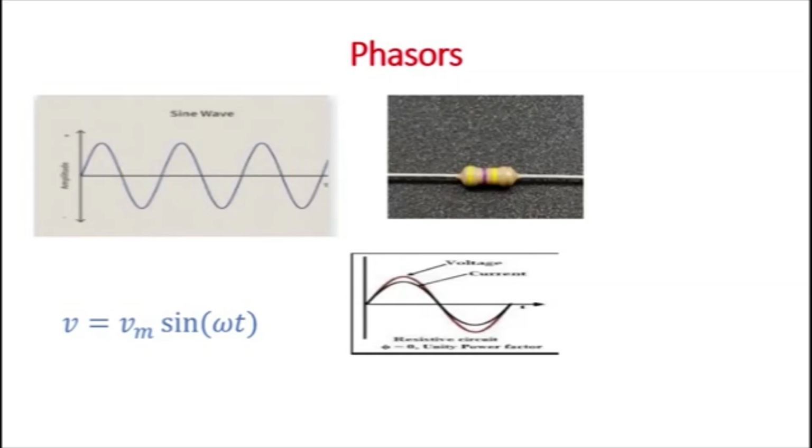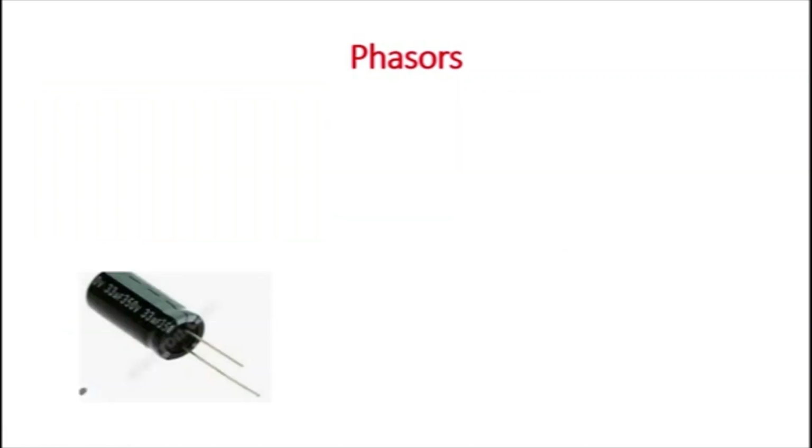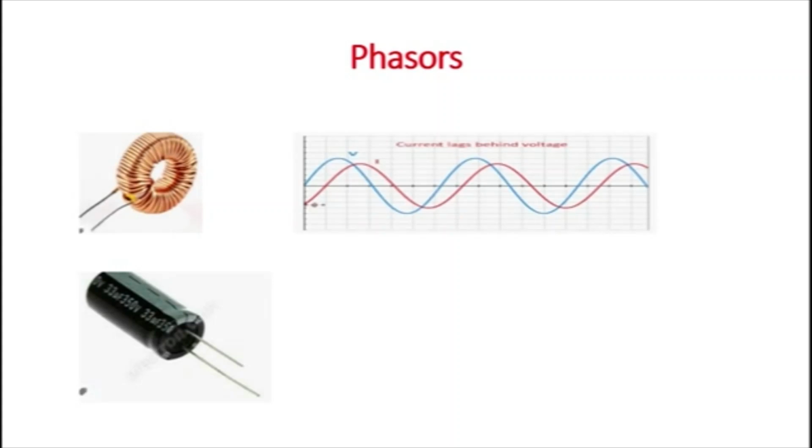They all start at zero, rise to the top at the same time, and then fall back to zero at the same time. So there's no shift between them; one doesn't leave the other. But it becomes different when you apply the same Vm sine omega t voltage, a sinusoidal voltage that varies with time, across a capacitor or an inductor, and this is how they behave.